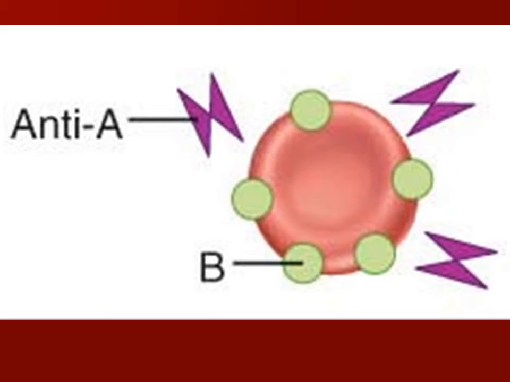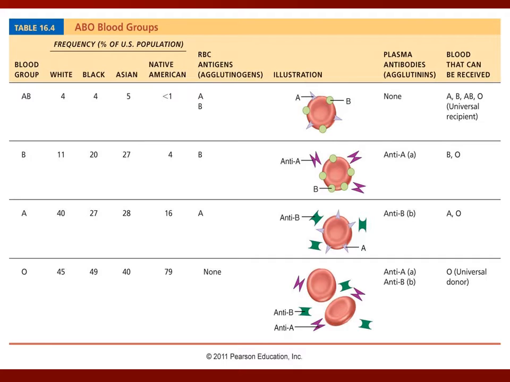So you're looking at the red blood cell, what is the marker on it, or the antigen, and then what is the antibody, which would be like an anti-A in this case. For the major ABO blood typing group, you have 4 possible types of blood types. You have AB, B, A, and O.